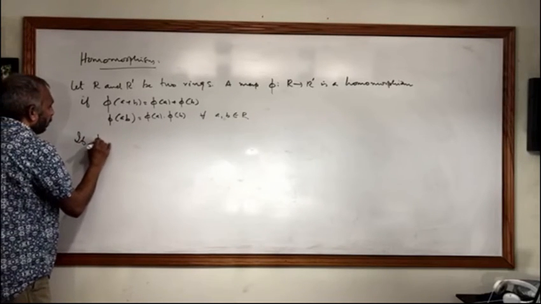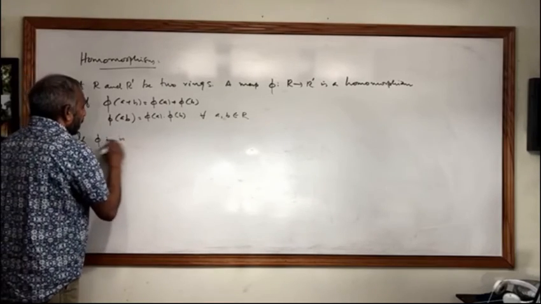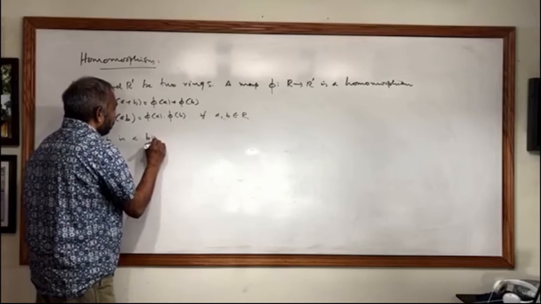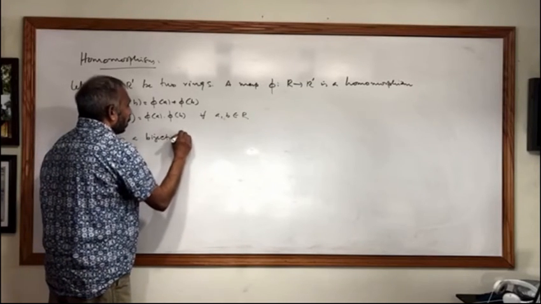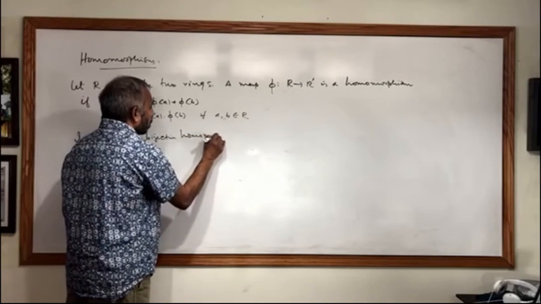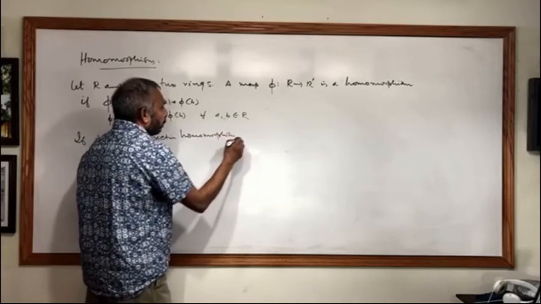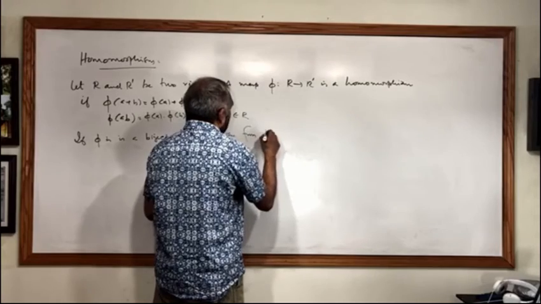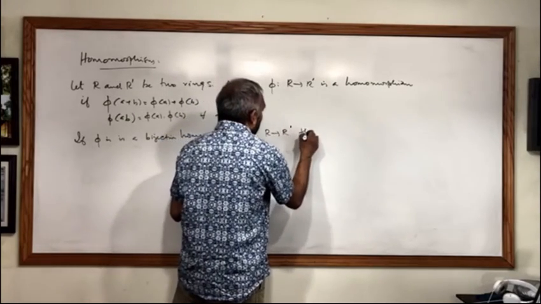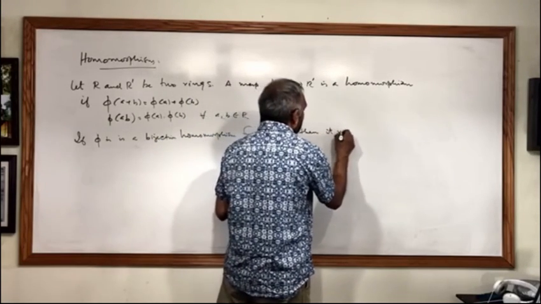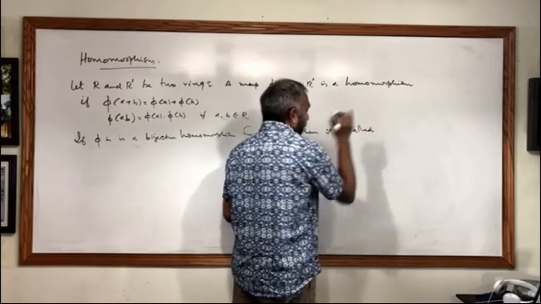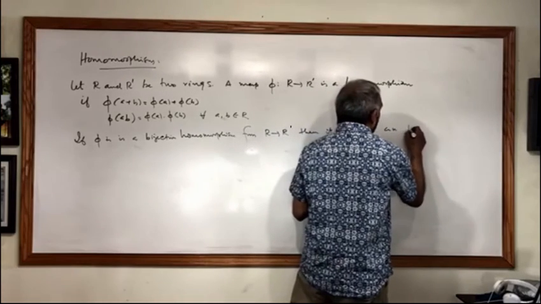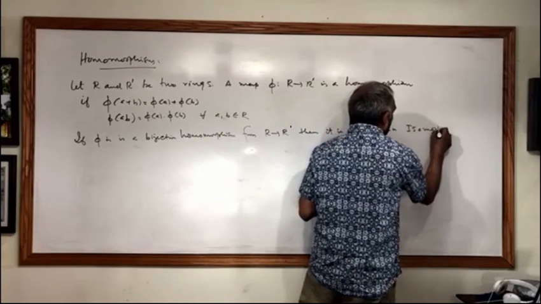If phi is a bijective homomorphism from R to R prime, then it is called an isomorphism.